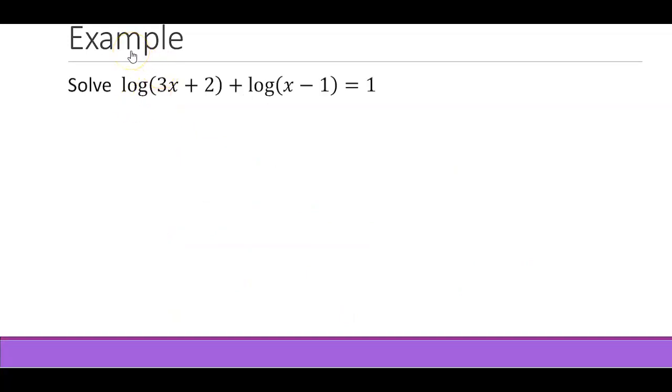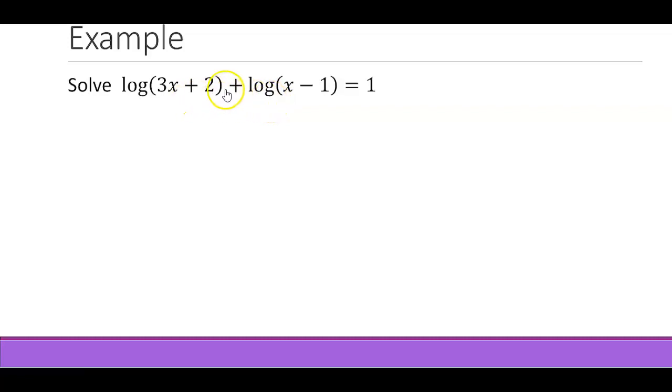In this next example, I want to solve log of the quantity 3x plus 2 plus log of the quantity x minus 1 equals 1. Now this is different from our previous problems because I have two logarithms involved in the problem. So what I want to do when that happens is see if I can apply any log properties because I want to have just one log, if possible.